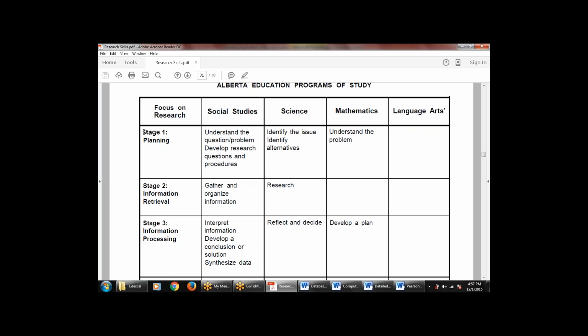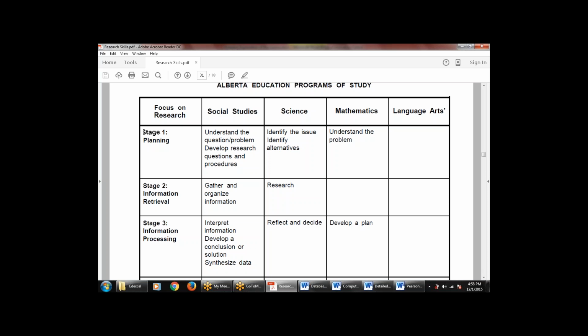And then in science the terms are identify the issues and identify the alternatives. That is, identify the main issue and the main alternatives, which is covered in science. Then in mathematics, understand the problem, that is, what is the main problem that is carried out. So understanding the problem is stage number one, the planning.